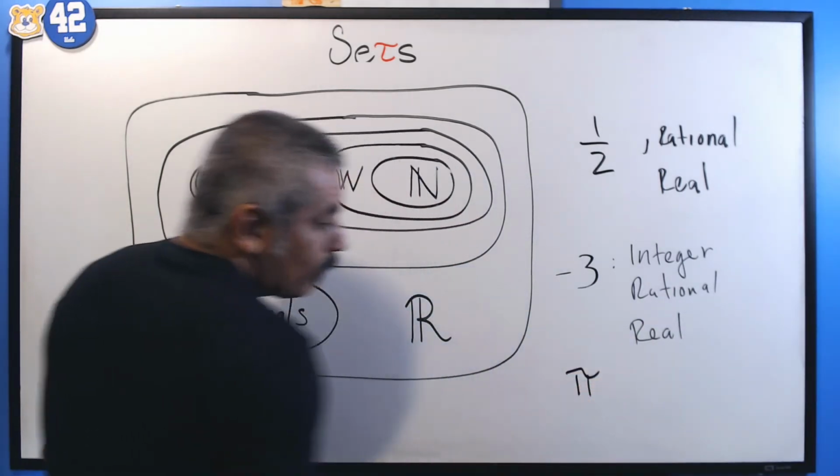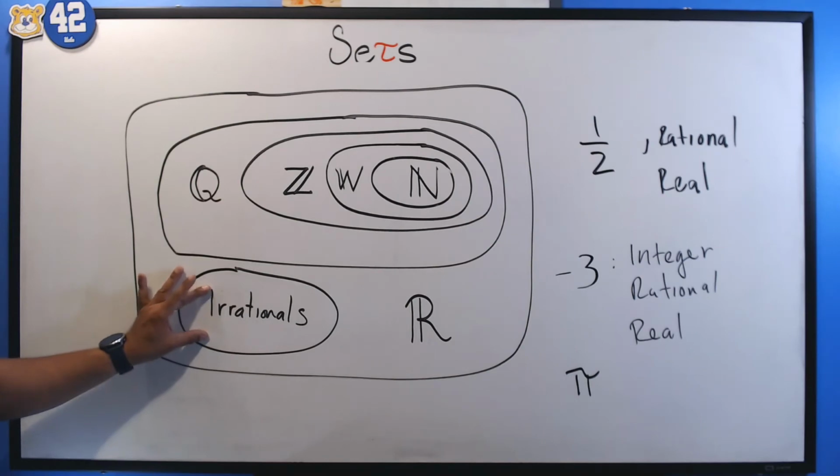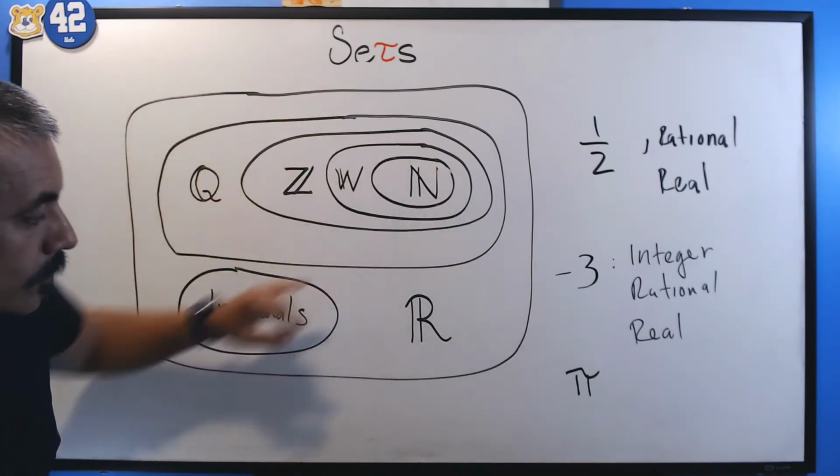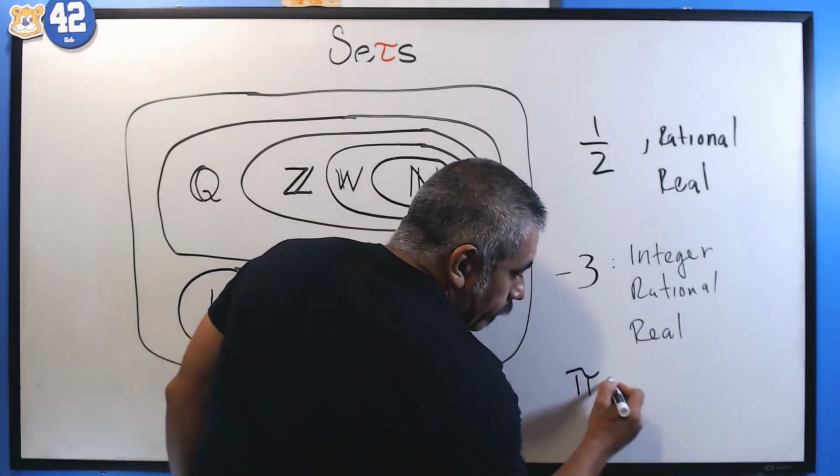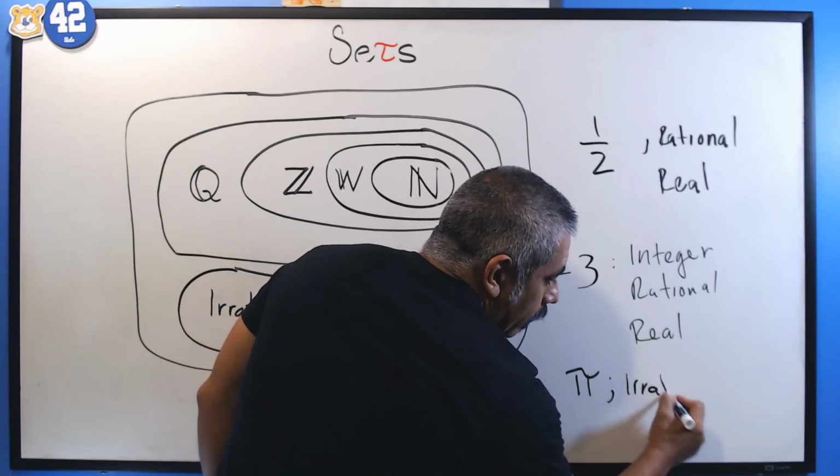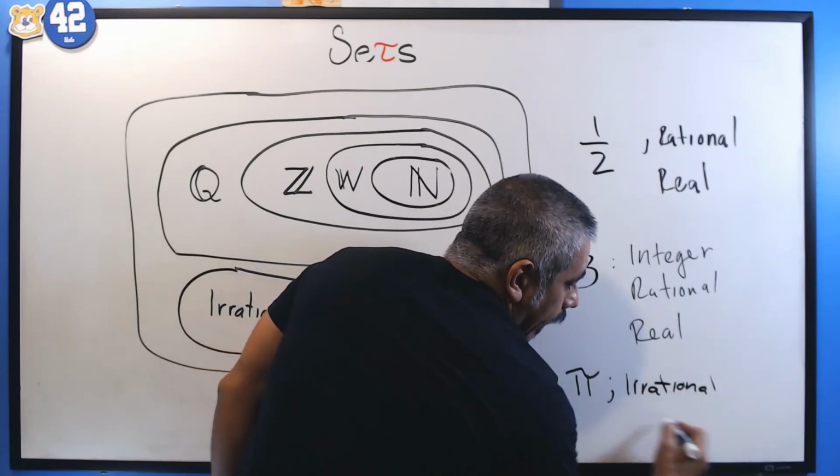Well, pi, we already know pi is irrational. So it's not any of those. So we're going to say it's irrational. And it's real.